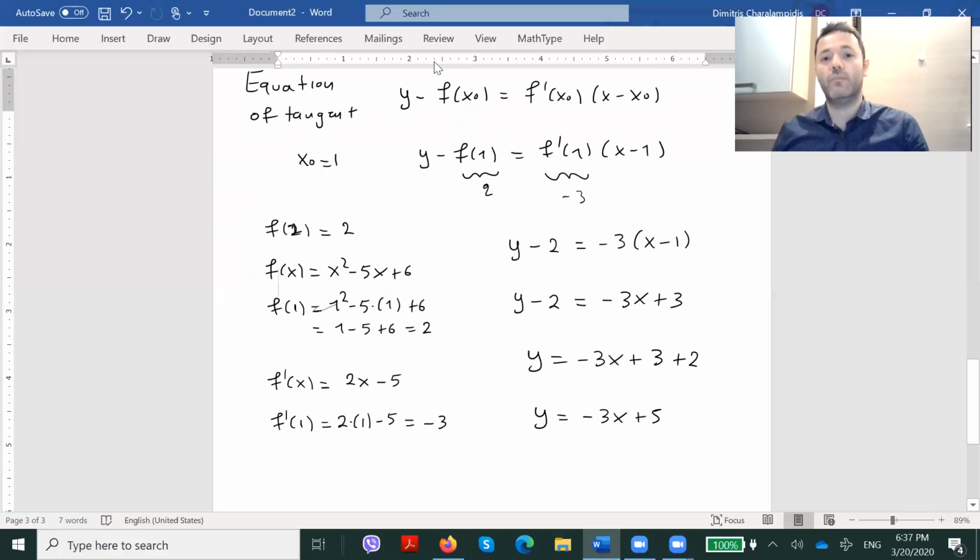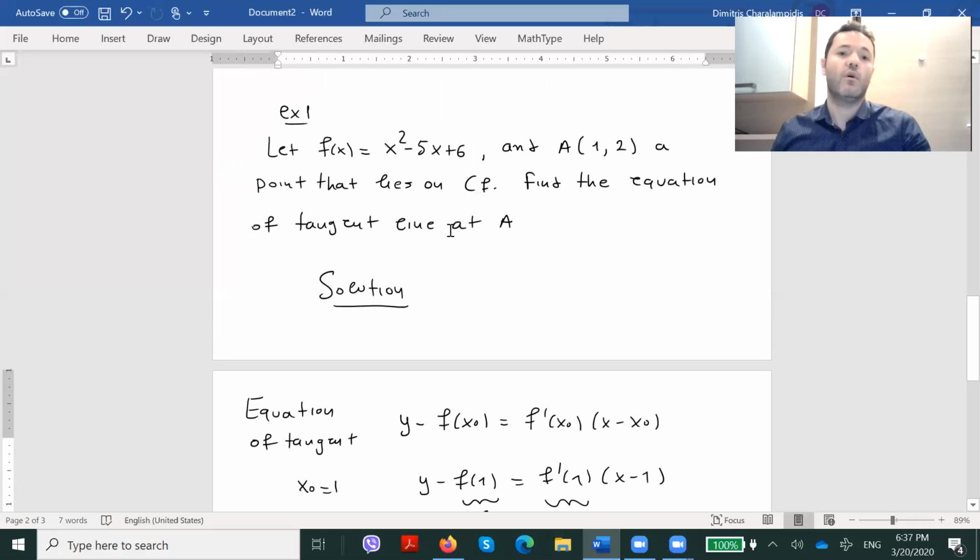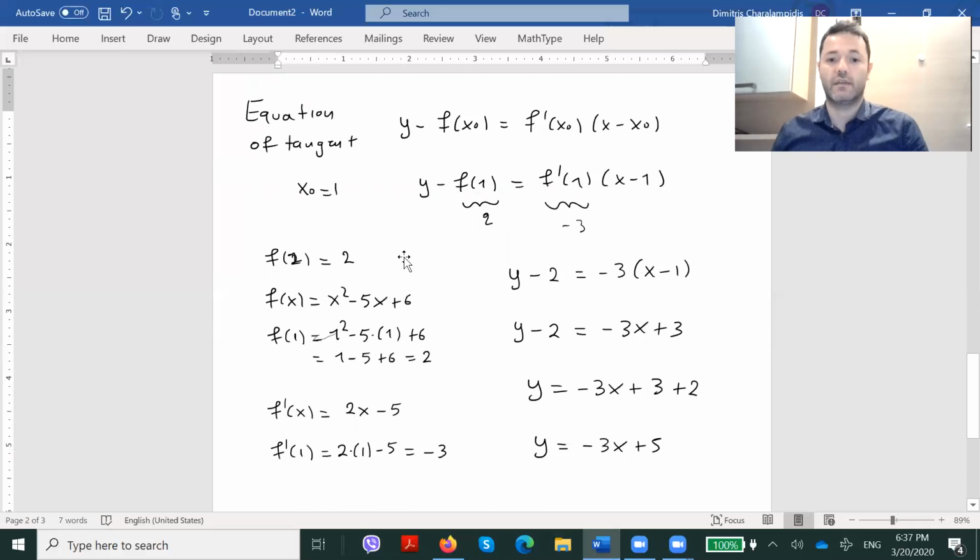And this will be the equation of the tangent line at this point A with coordinates 1 and 2 of this given function f of x.